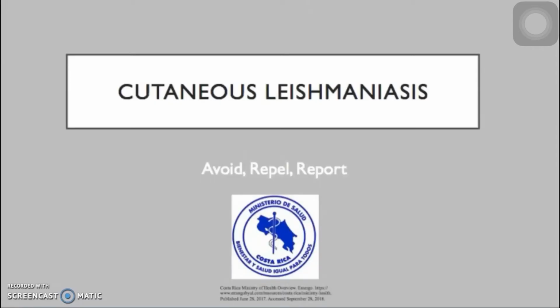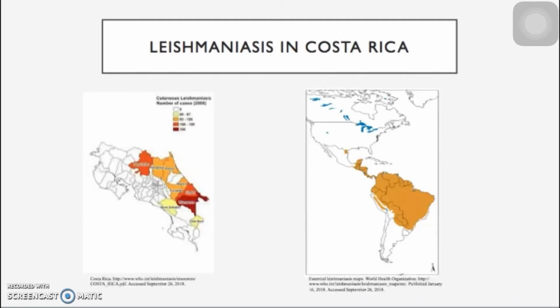Cutaneous leishmaniasis is a neglected tropical disease that is on the rise here in Costa Rica. It is caused by a parasite that is transmitted to humans from the bite of an infected sandfly. Within 5 years, the number of cases has almost tripled to about 2,000 per year, with a fatality rate of 7%. About 20% of these cases happen right here in Talamanca, which you can see depicted in dark red on the map to the left. We have the highest rate of leishmaniasis in Costa Rica.